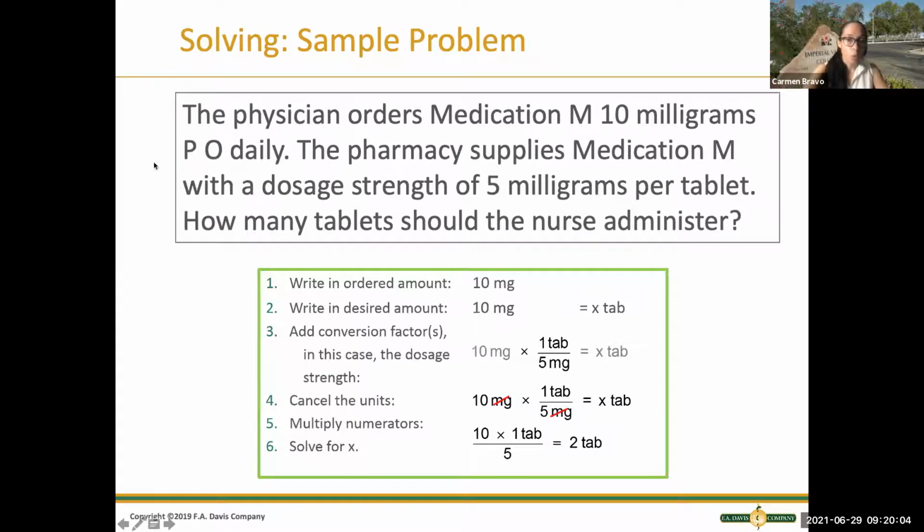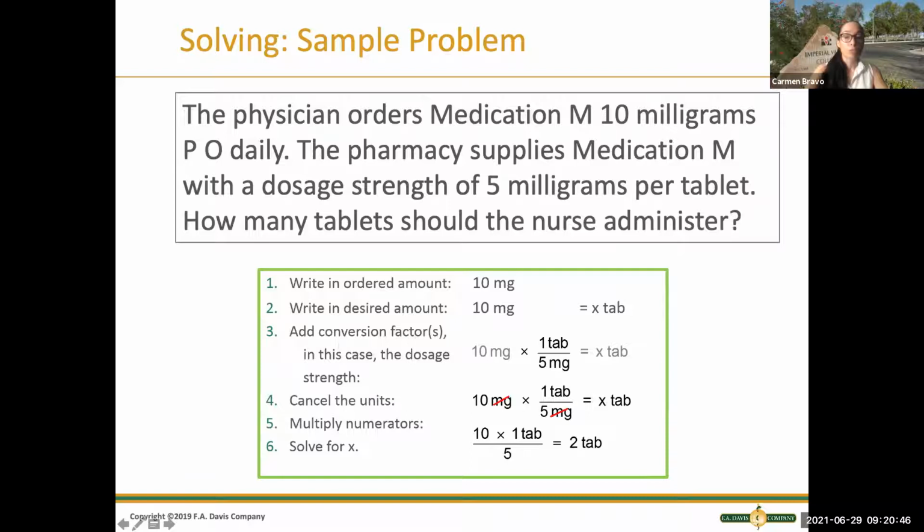We have this order here that says the physician orders medication M 10 milligrams, PO daily, by mouth daily per oral. The pharmacy supplies medication M with the dosage strength of 5 milligrams per tablet. And the question says, how many tablets should the nurse administer? First of all, write the order amount. The doctor ordered 10 milligrams, right? That will be the desired amount. The X is going to be the unknown, what we need to figure out.